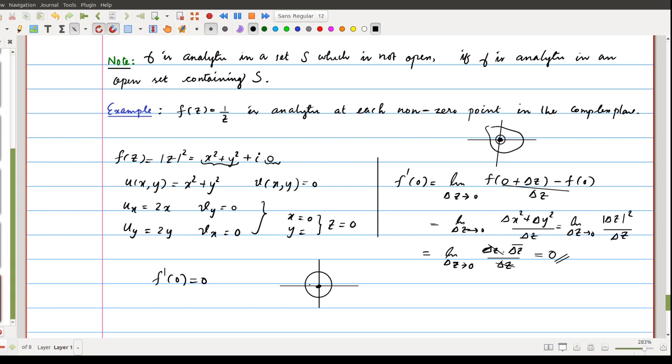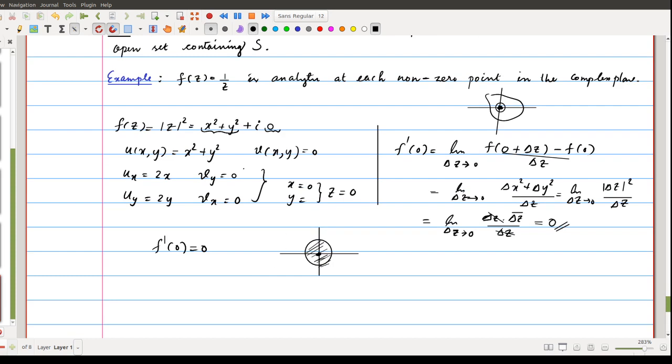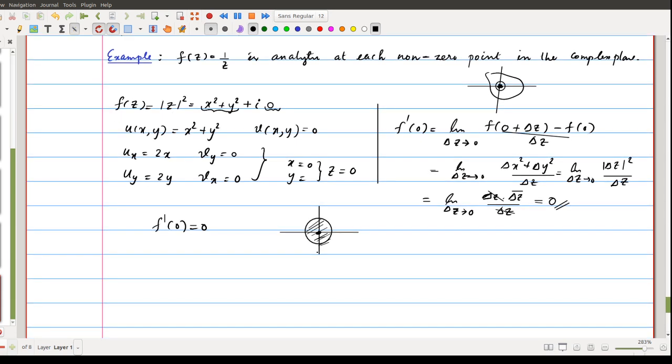In order for f to be analytic at z equal to 0, we should find at least one neighborhood in which the function is differentiable. But using the conditions of CR equations, this function is never differentiable in any neighborhood of z equal to 0. So the differentiability of this function is only at z equal to 0. So this function is not analytic even though it is differentiable at z equal to 0. Okay, so differentiability and analyticity of a function are entirely different quantities.